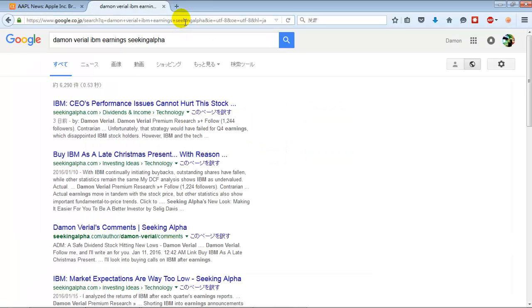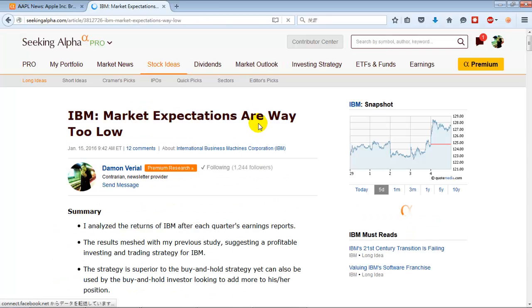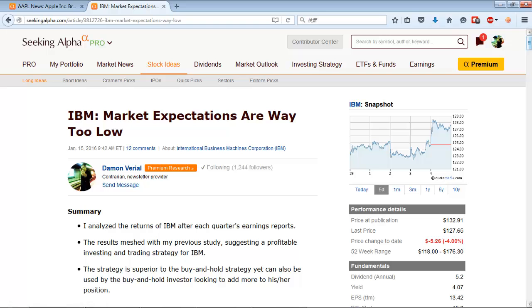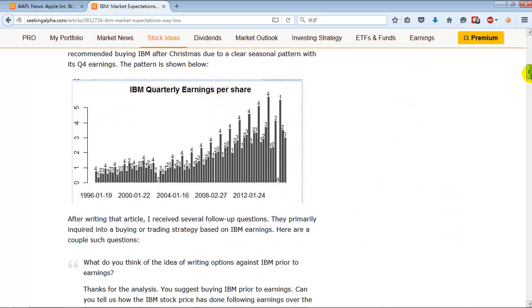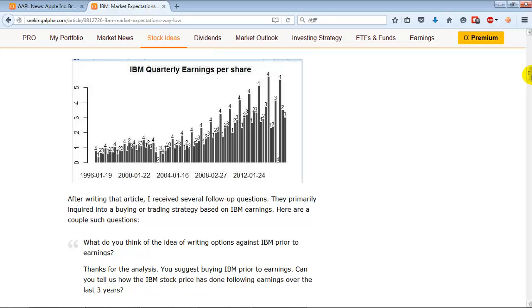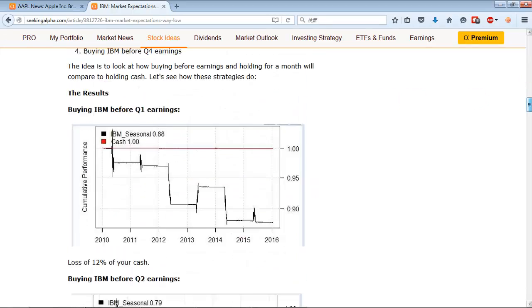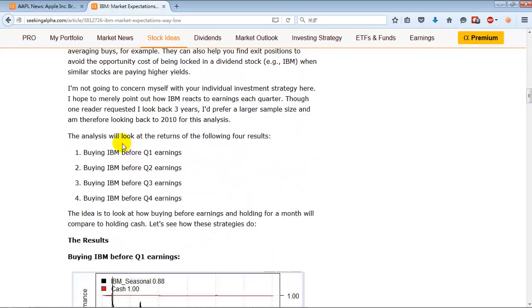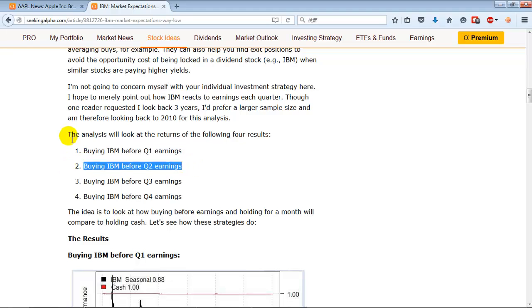And what I found through a statistical analysis is that before earnings, if you sell or buy or short before earnings, you'll find different patterns. I noticed that the quarterly earnings per share were really high up every fourth quarter, and I ran a backtest to see what happens if you just buy the stock before the earnings and hold for a month, and try it for each earnings report.